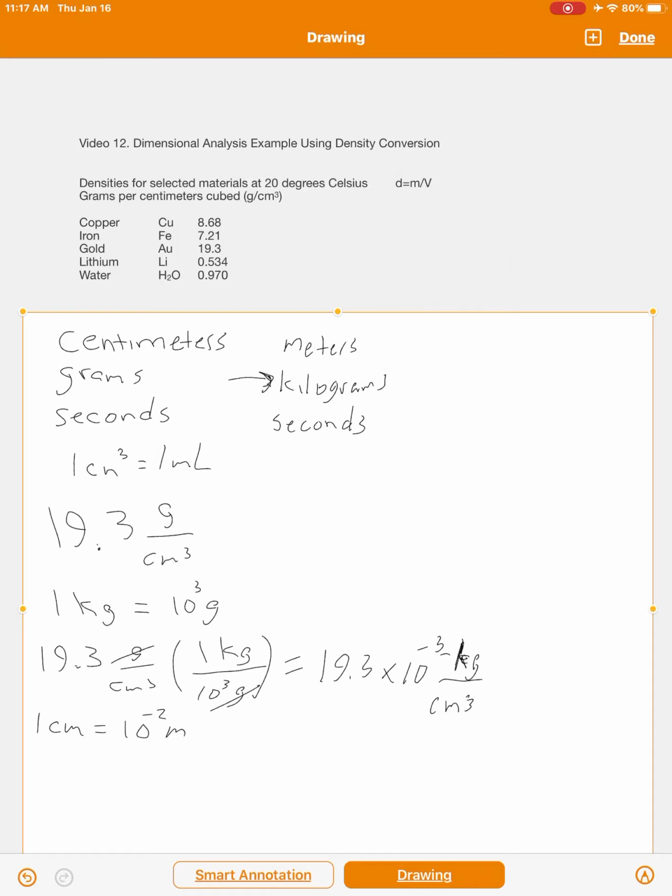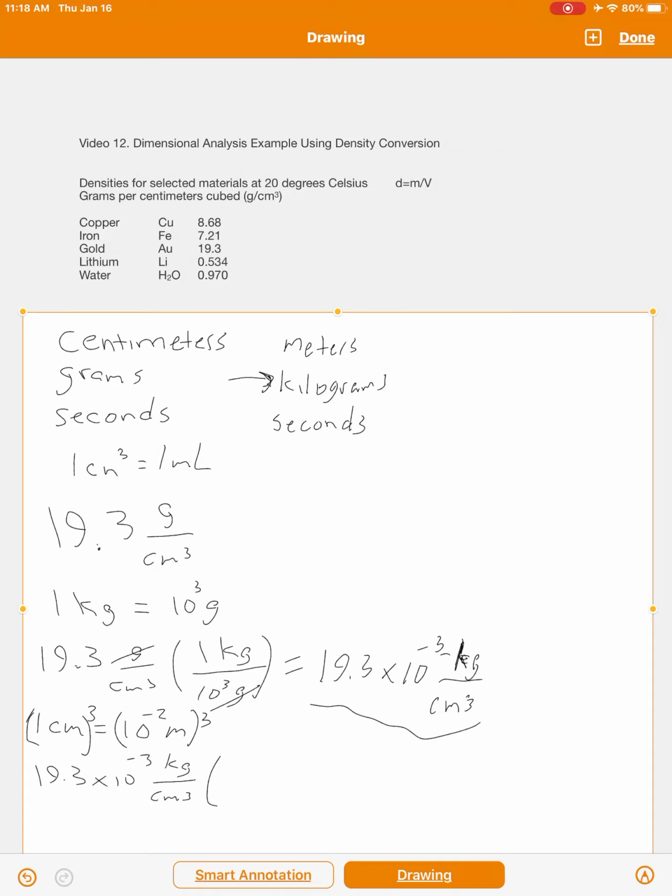Now we use that. So I'm going to rewrite our intermediate result here. 19.3 times 10 to the minus 3 kilograms per centimeter cubed. And then I'm going to multiply that by, we want to get rid of the centimeters. Centimeters is down here, but let's take a look at what we have here. This is a centimeter, and a meter, we want to go from centimeters cubed to meters cubed. So we have to cube both of these sides. So I'm going to cube this, and I'm going to cube this. And that'll give us centimeters cubed and meters cubed.